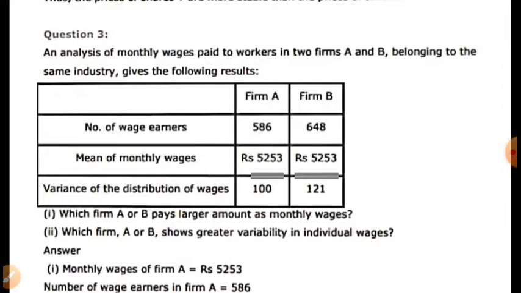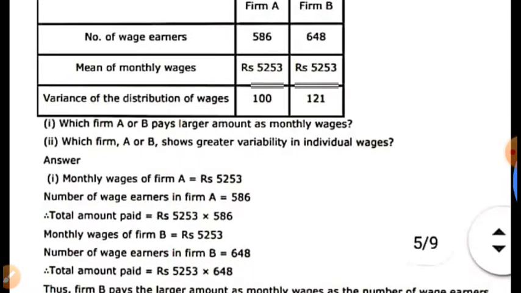The third question is to find the analysis of the monthly wages, the same model problem. The example problem is given in the same way. Here the mean and variance are already given. Since the mean is the same, the one with the larger variance is the less reliable. Which firm, A or B, pays the larger amount as monthly wages? So the first question is the larger amount as monthly wages.